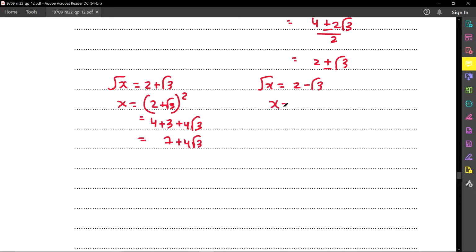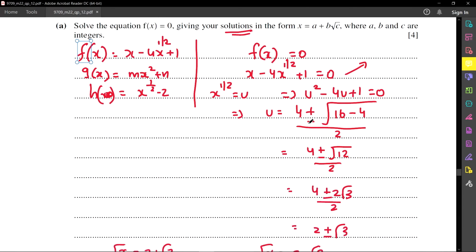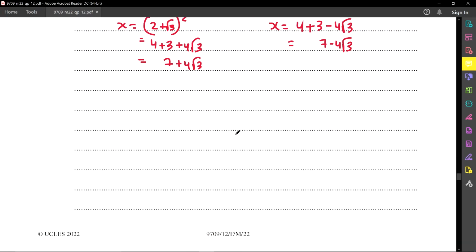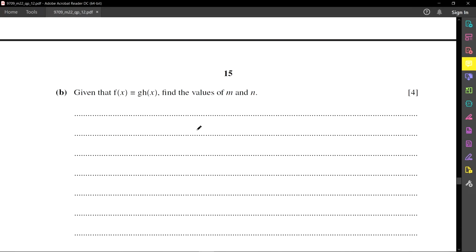Here again, squaring on both sides, 2 minus root 3 whole square will give you 2 square is 4, root 3 square is 3, minus 2 into 2 into root 3, so 4 root 3. So 7 minus 4 root 3. The question is asking for solutions in the form x equal to a plus b root c. So this is how you work out the question. Work out this question.